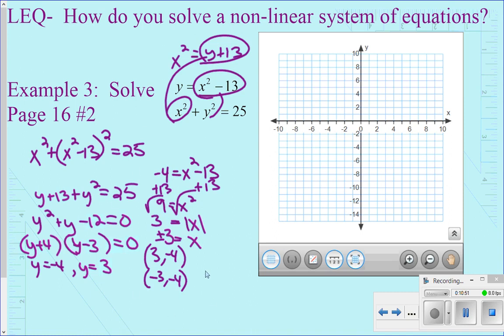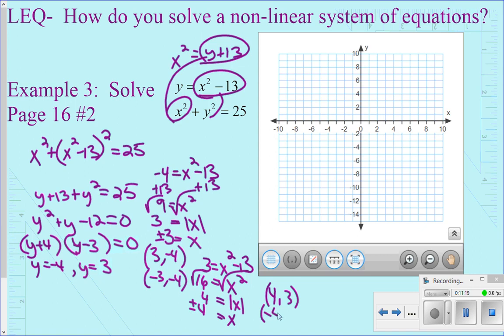And then I'm going to go ahead and put 3 in for y into the first equation. So 3 equals x squared minus 13. Adding 13, x squared equals 16. Square root of each side, absolute value of x equals 4. So x is equal to ±4. So writing that as coordinate points 4 with 3 and -4 with 3. So I'm going to go ahead and graph and hopefully find 4 points of intersection.